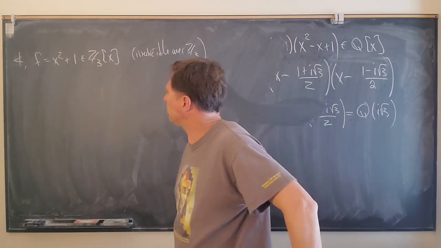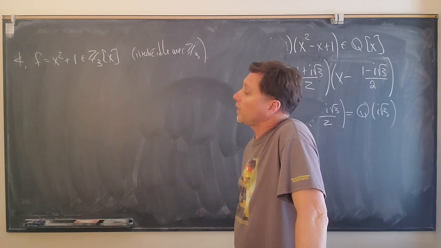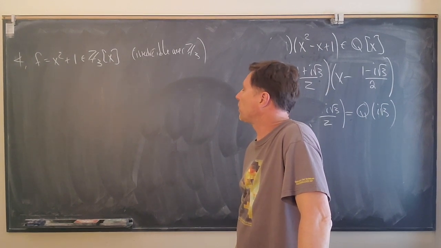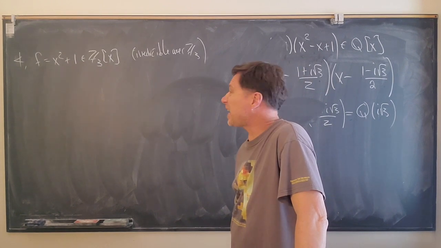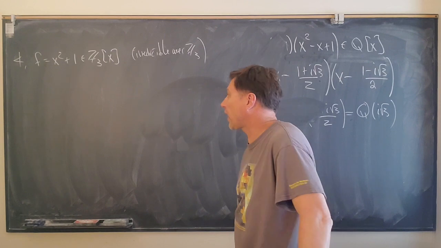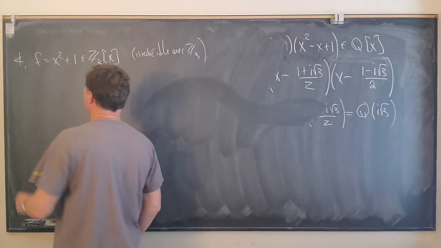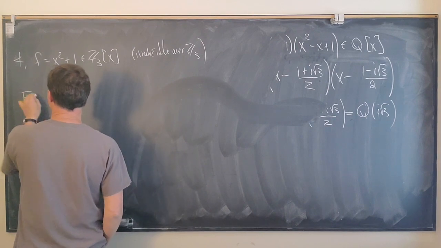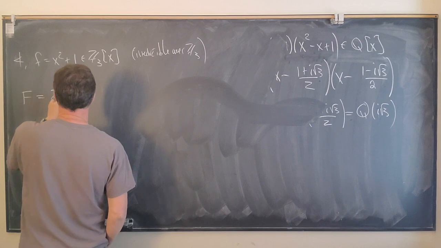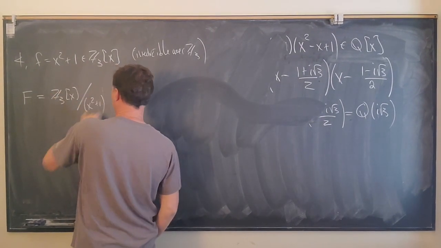So now, let's see, what does Kronecker say? It says that if you take an irreducible polynomial, there exists an extension of Z3 that contains a root of x squared plus 1. And so how does that go? Well, you just look at it, let's call it capital F. That's going to equal Z3[x] mod x squared plus 1.